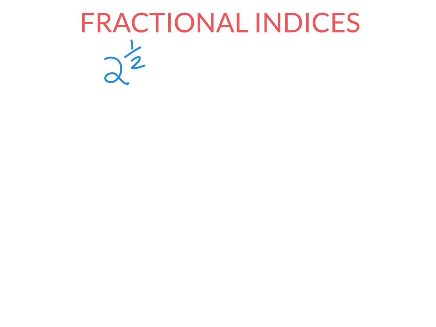Well, what mathematicians have done, they define this so that it's consistent with other index laws. See, the thing is that we know if we take 2 to the power of a half and square it, the power to a power index law says we keep the same base and we multiply the powers. A half times 2 is 1. Of course, 2 to the power of 1 is just 2. We don't even need that 1.